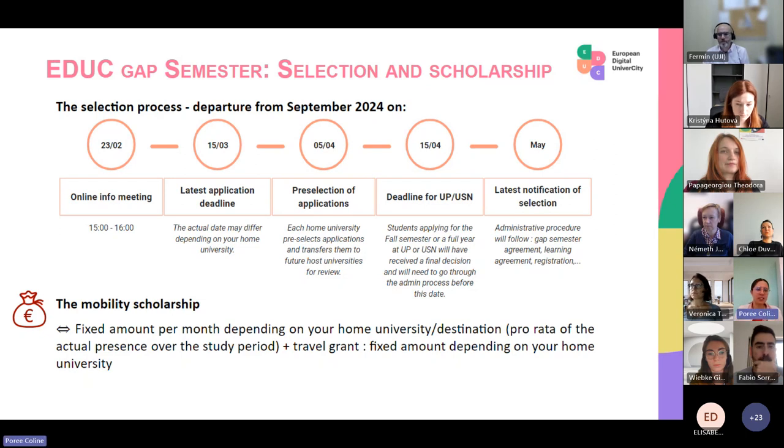As for the mobility scholarship, it's a fixed amount per month. Depending on your home university and your destination, it may vary. And it is also pro rata of the actual presence over the study period. So we take into account when exactly you arrived and when exactly you left. And that might change the amount slightly. And you also receive the travel grant, which is a fixed amount that you receive once. And the amount also depends on your home university. So please check on your university's website in the gap year section to know exactly how much the grant is for each month and the travel grant as well.